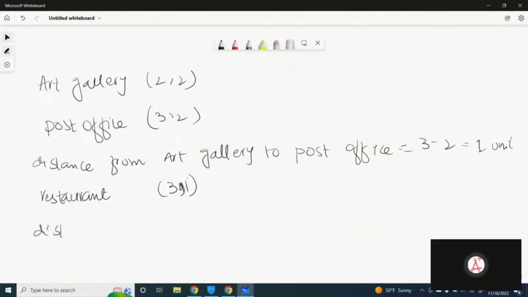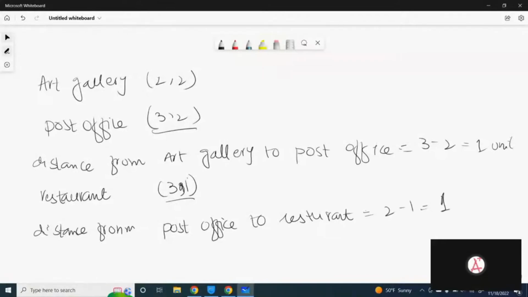Just look at both the values. They have the same x values. Got it? Just subtract their y values. 2 minus 1 is 1 unit. That means when Zachary traveled from the art gallery to the post office, he traveled 1 unit. And when he traveled from the post office to the restaurant, he traveled 1 unit.